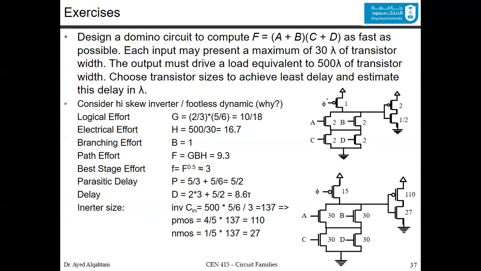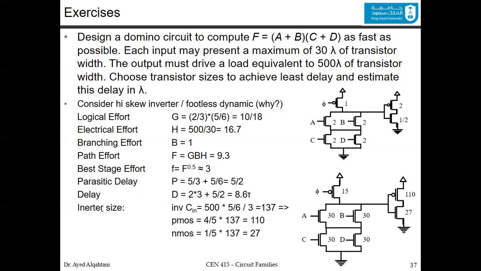He wants to estimate this delay in lambda, and we will do that. So we say that the delay is equal to 2 times 3, which is 2 stages times 3, this is the F hat, plus 5 over 2, this is the parasitic, and we get 8.6 tau. This is the way that we find the delay using the logical effort idea. Now we have found the delay.